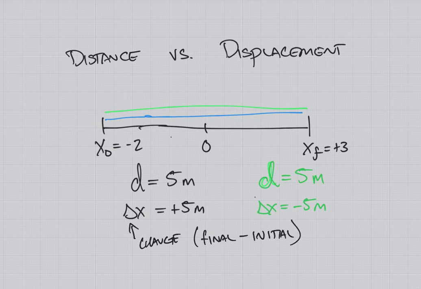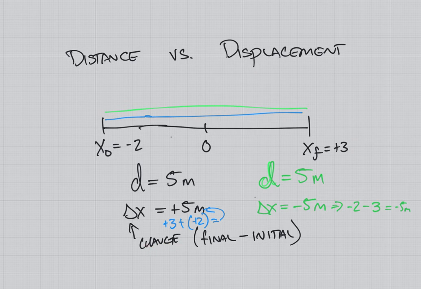So how do we get this? In terms of the first one, the blue one, we did final, +3, minus initial, -2, which gives me +5. For here, how do we get -5? Well, we do final, -2, minus initial, which is 3, which still gives me -5. Okay, so this is the format.